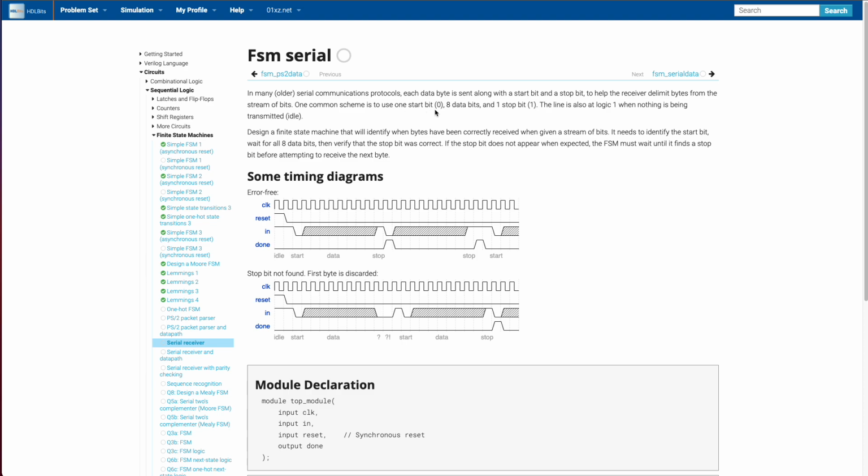to use 1 start bit, 8 data bits, and 1 stop bit. The line is also at logic 1 when nothing is being transmitted, idle. What does that mean? And then find when bytes have been correctly received when given a stream of bytes.